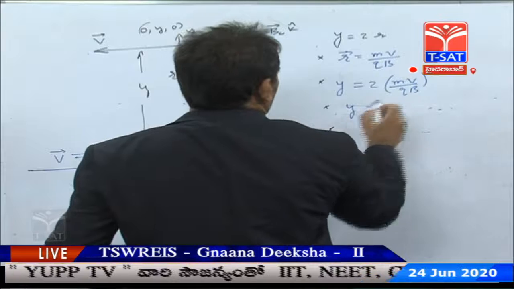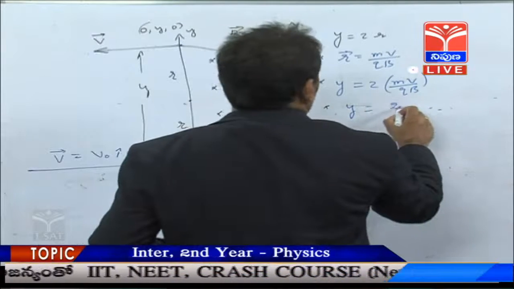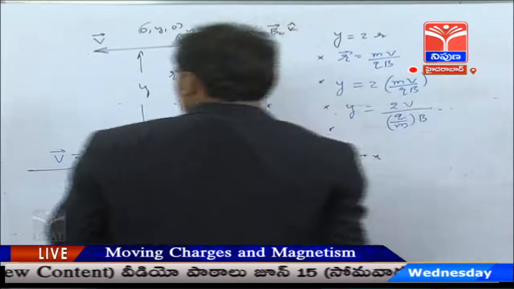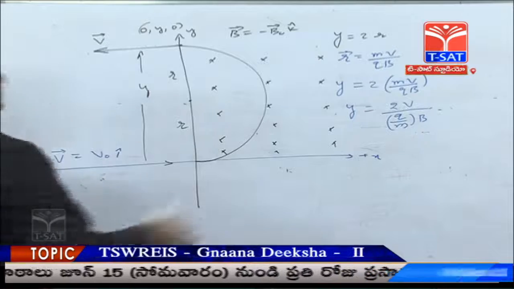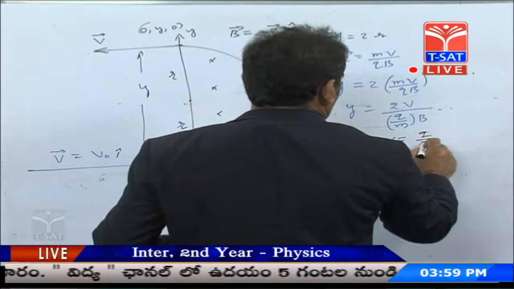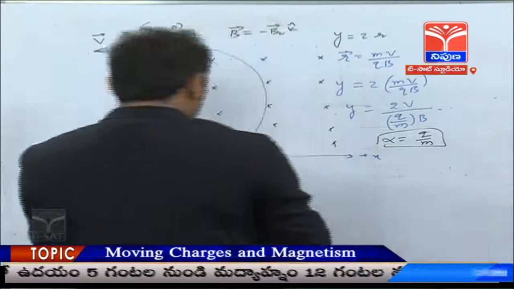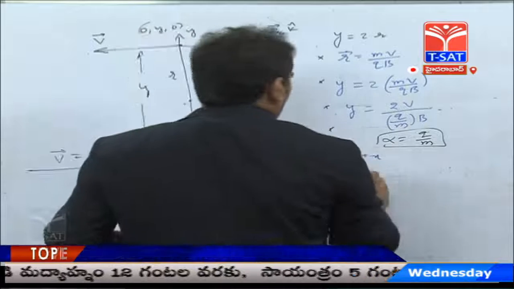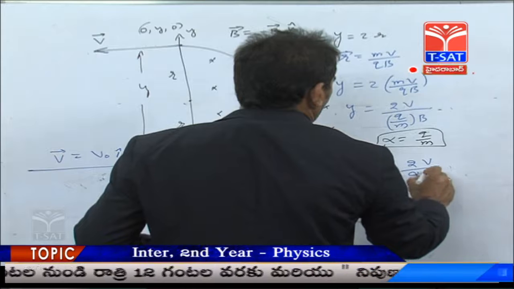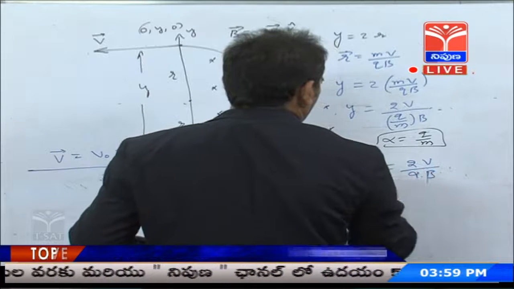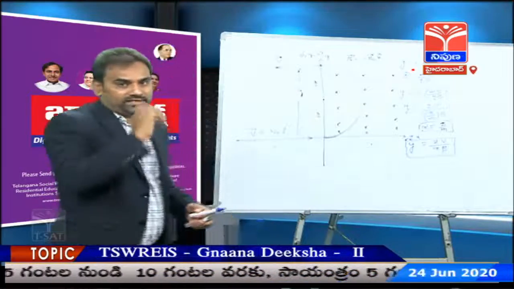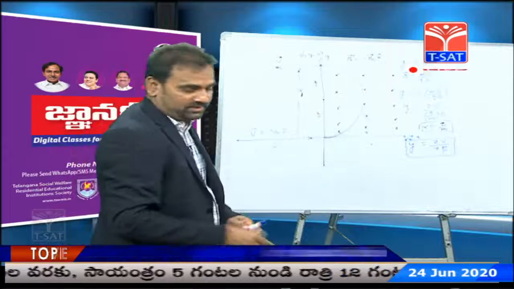Therefore, y is equal to 2v upon (q upon m) into B, where q upon m, the specific charge, is alpha according to the problem. Substituting this value in the above equation, we get the value of y. y is equal to 2v upon alpha into B. This is the final answer of this application. It is very important for the main exam.